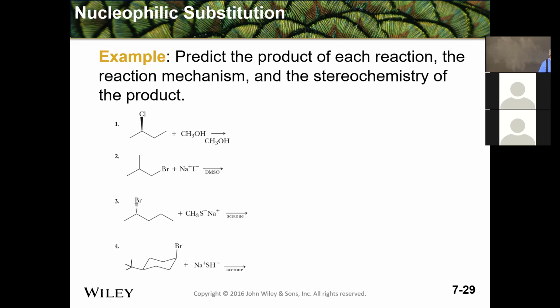And then the last one, this is also a secondary. We've got a good nucleophile, we've got a protic solvent. This reaction will probably be slowed because we have this tert-butyl group in the equatorial position. So inverting the ring is going to create some steric problems with the tert-butyl group.